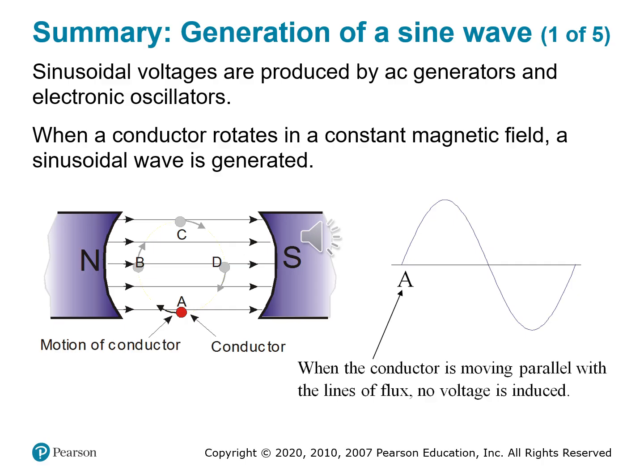Right, so here's the basic principle. When a conductor, like a wire loop or a coil, rotates inside a constant magnetic field, it cuts across the magnetic lines of flux, and this motion causes voltage to be induced. The shape of that voltage is a sine wave. The slide here shows the conductor turning inside a magnetic field between north and south poles.